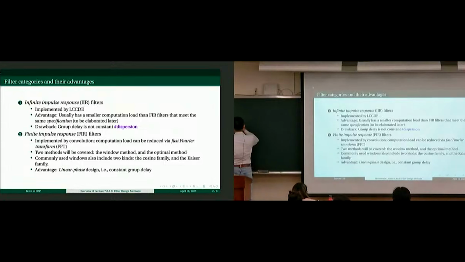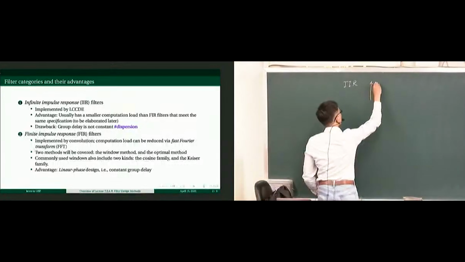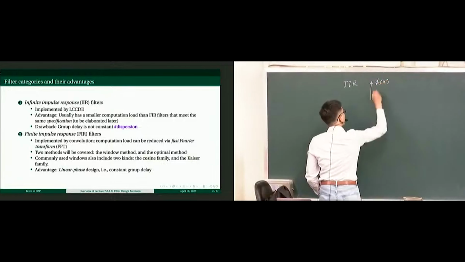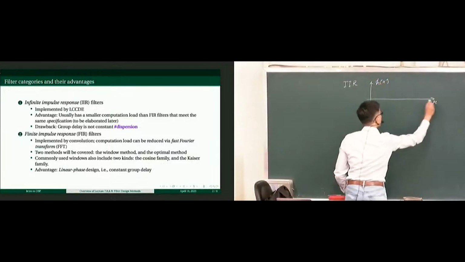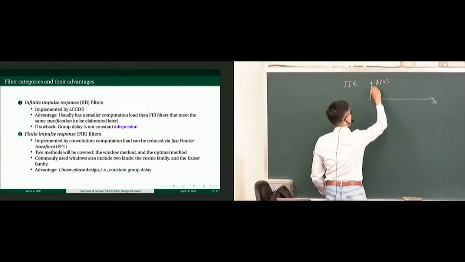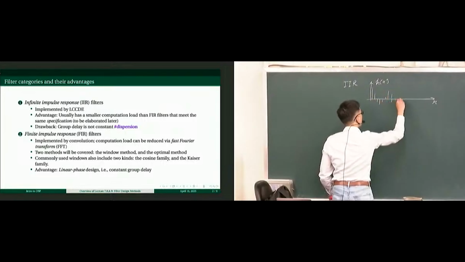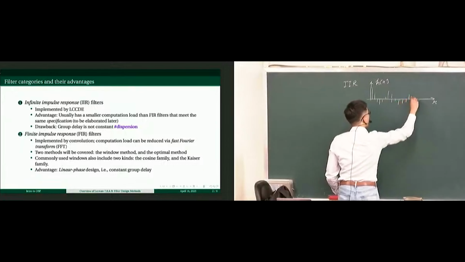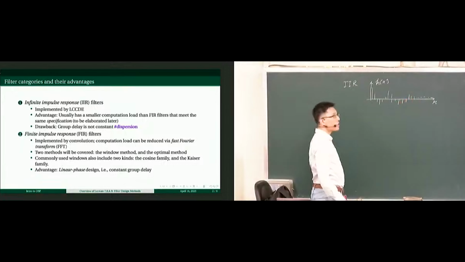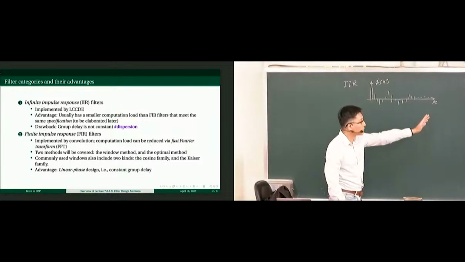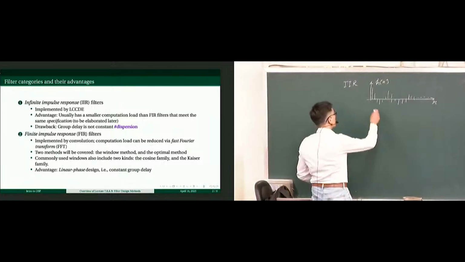So IIR means if you plot h of n as a function of n, then it can last forever. It may converge to 0. It needs to converge to 0 for stability, but it never really stops. The response can last forever. So that's infinite impulse response.